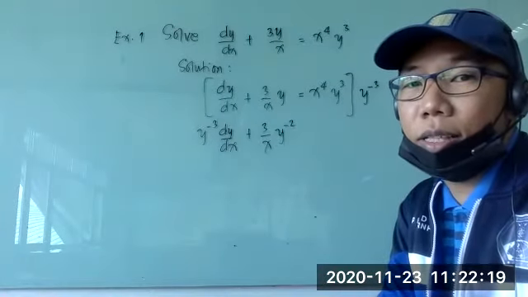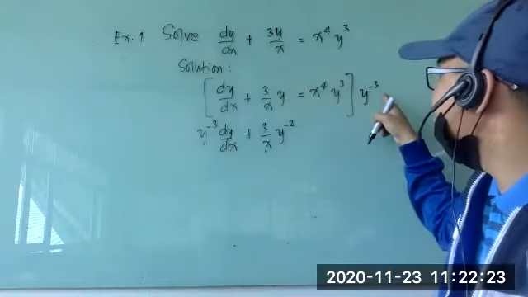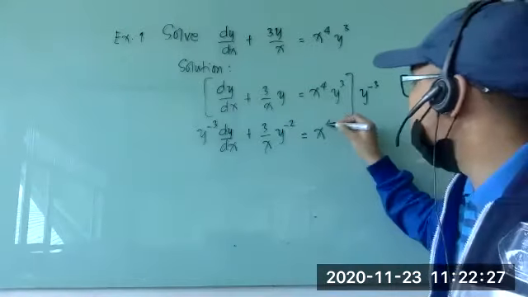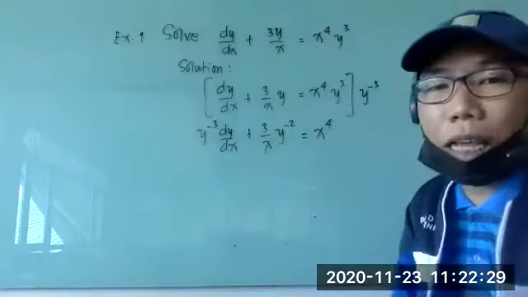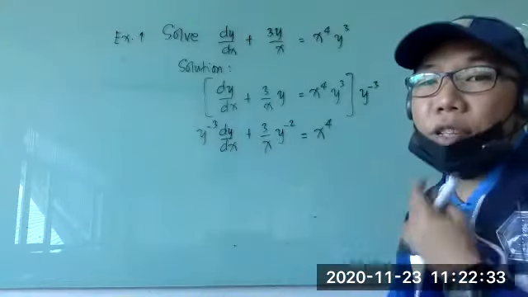Okay? Nasundan? Kung bakit naging negative 2, 1 minus 3 is minus 2, equals x raised to 4. Tandaan na yung right-hand side mo is a pure function. Okay? In this case, pure function of x.